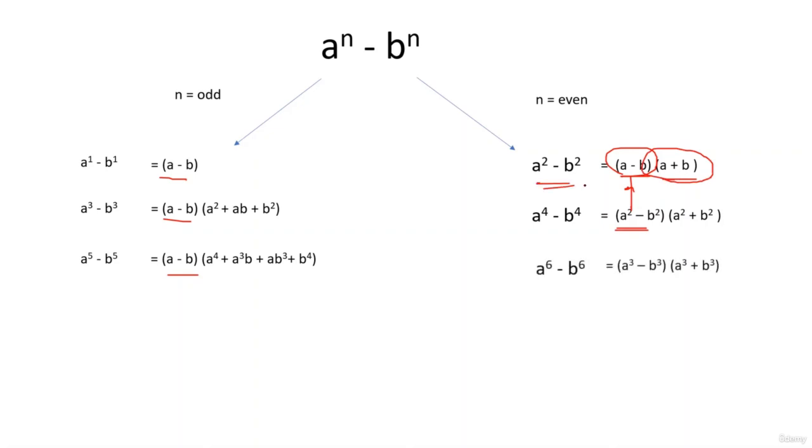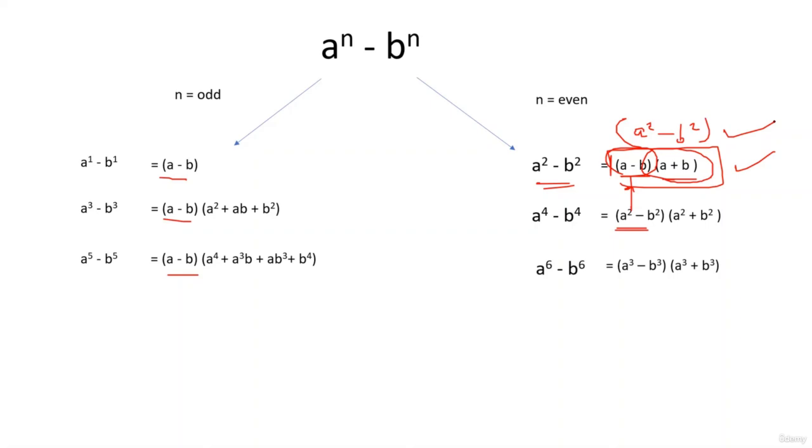Okay, same thing you would be able to observe for a raised to 6 minus b raised to 6. Now in all of these expressions, when n is even, you observe that a minus b into a plus b is always a factor. That is, a square minus b square is always a factor, right?